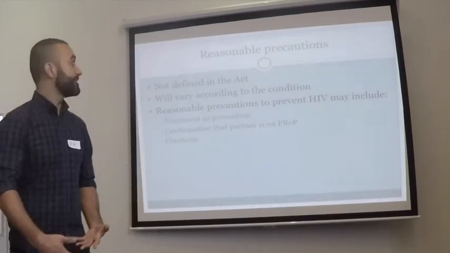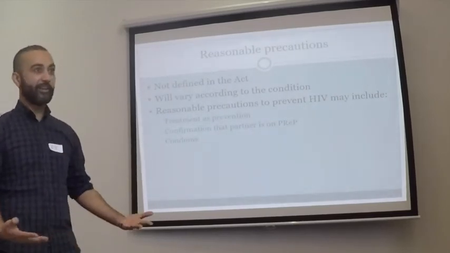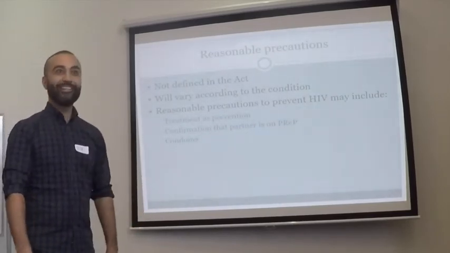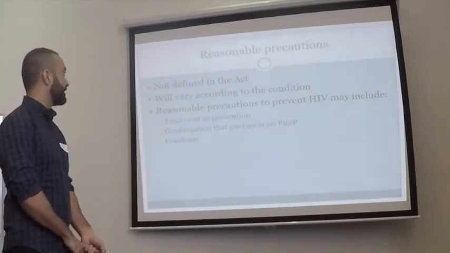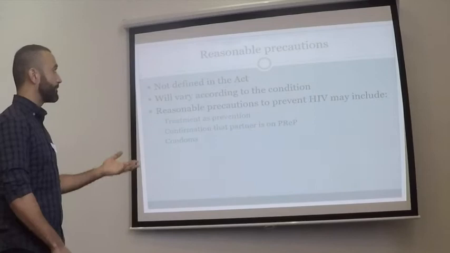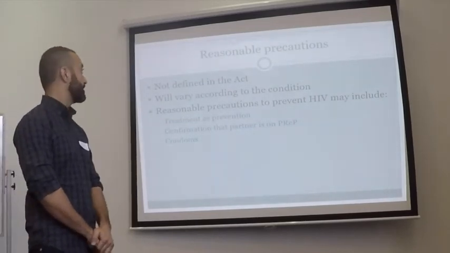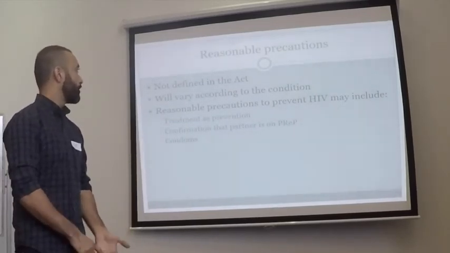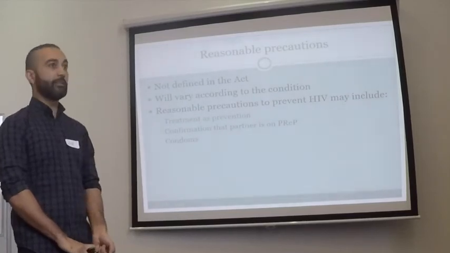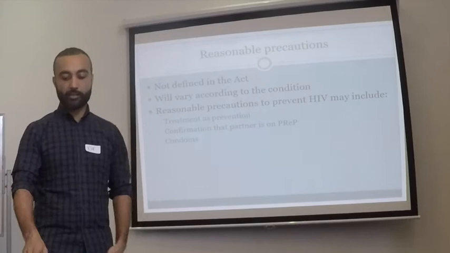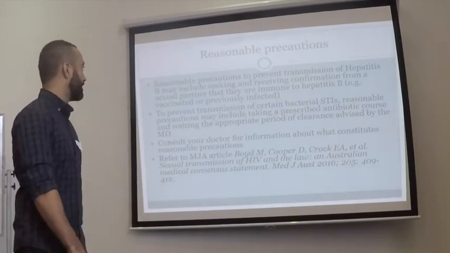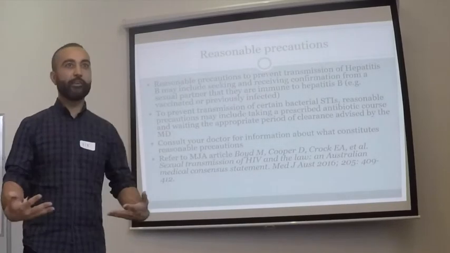So reasonable precautions, what's reasonable precautions? It's not defined in the Act, helpfully. It will vary according to the condition, and so reasonable precautions to prevent HIV may include treatment as prevention, confirmation that the partner is on PrEP, or condoms.